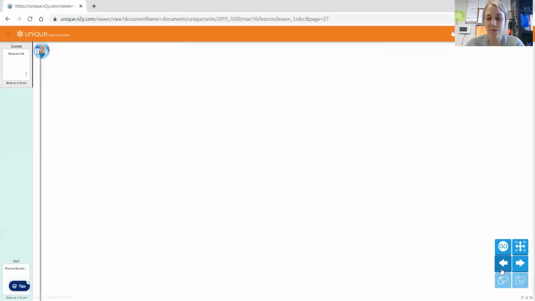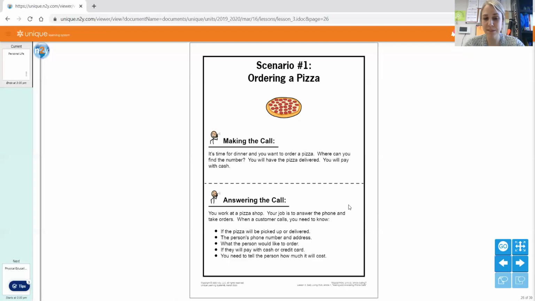Now, if you were on the other side and you were working at a pizza shop, your job would be to answer the phone call and take an order. So when a customer calls, you're going to have to find out more information about them. You would need to find out if they want the pizza to be delivered or they're planning on picking it up. You need to find the person's phone number and address, what the person wants to order, how they're going to pay, and you need to tell the person how much it's going to cost.